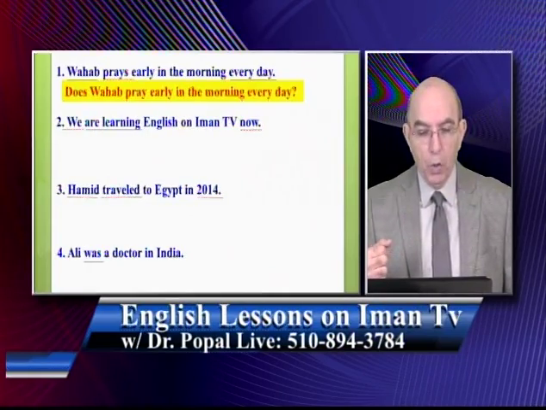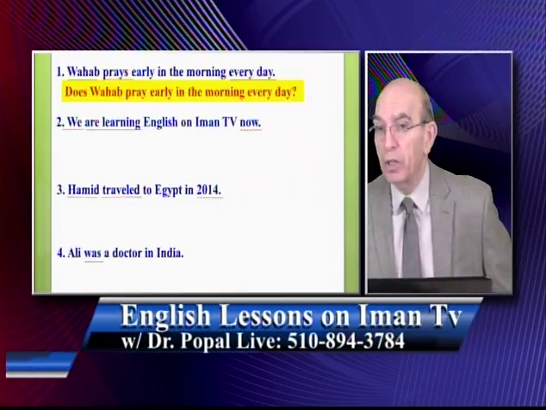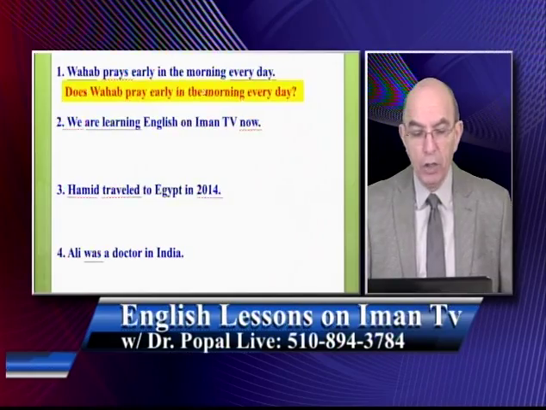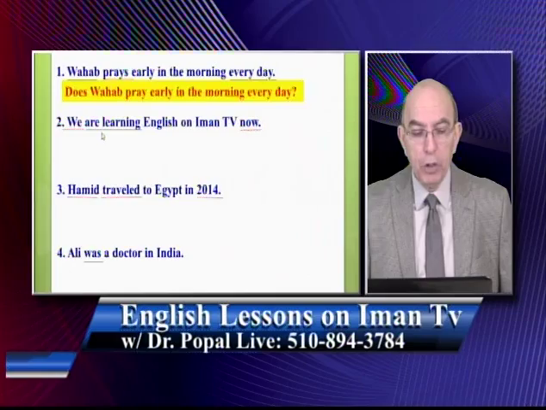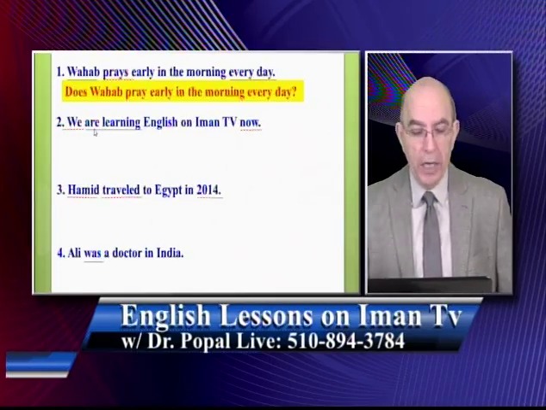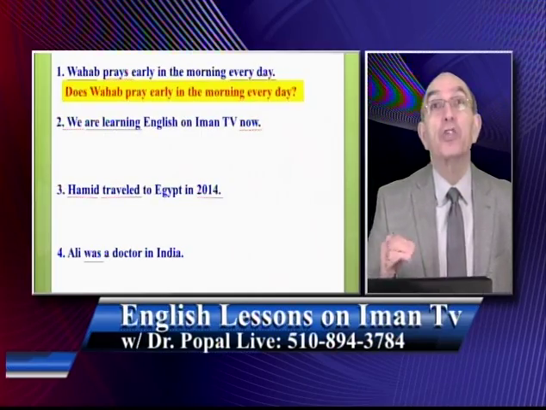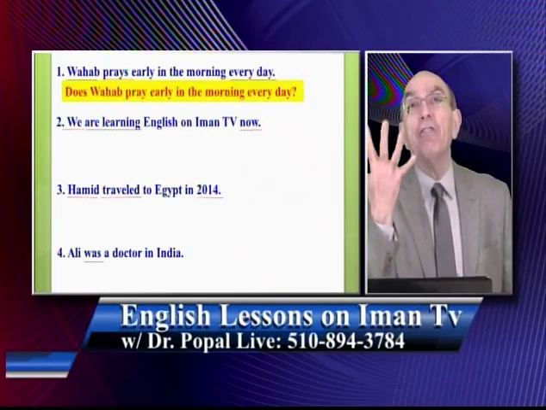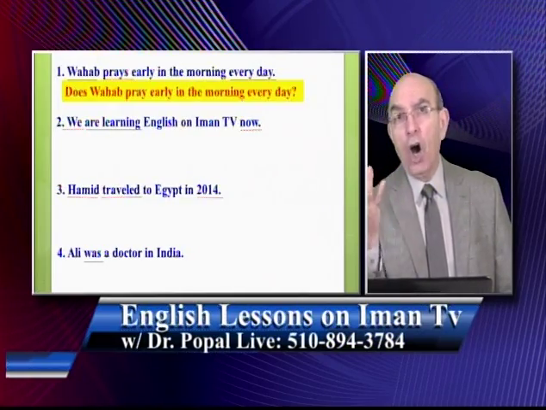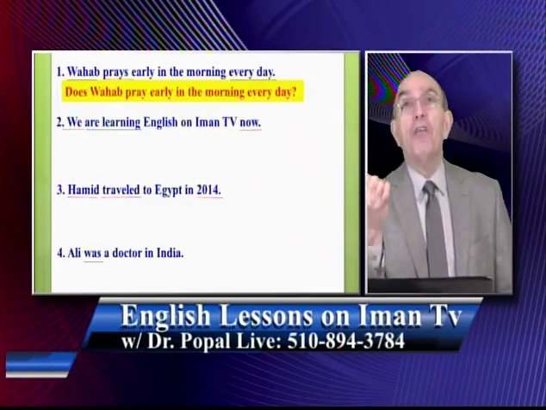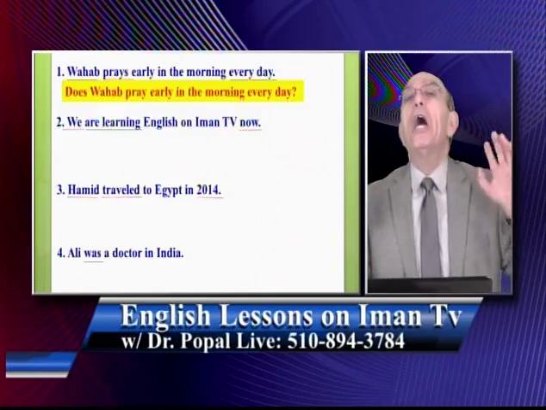Number 2, we are learning English on Iman TV now. So you need to look at the time, now. The verb, are learning. The subject, we. So we need to look at the verb, are learning. Is there a to be verb in the sentence? The answer is what? Yes. There are 5 words that are to be verb. Is, am, are, was, were. If you have any of these 5 words or verbs, you don't need to do anything.